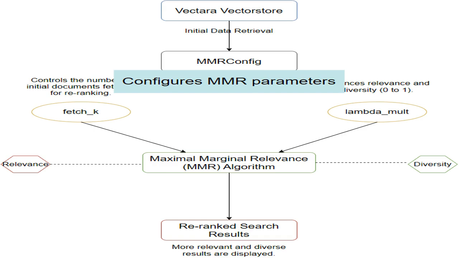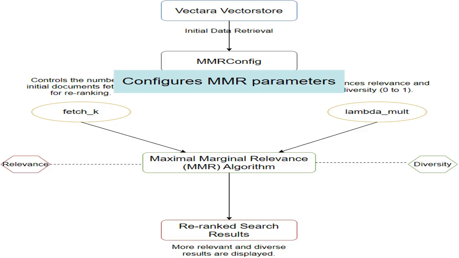The maximal marginal relevance algorithm, often abbreviated as MMR, is a search algorithm designed to balance relevance and diversity in the search results. The goal is to pick results that are relevant to the search query, but also dissimilar to each other, reducing redundancy in the displayed results.